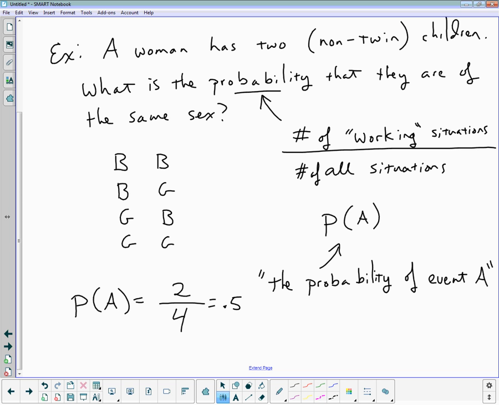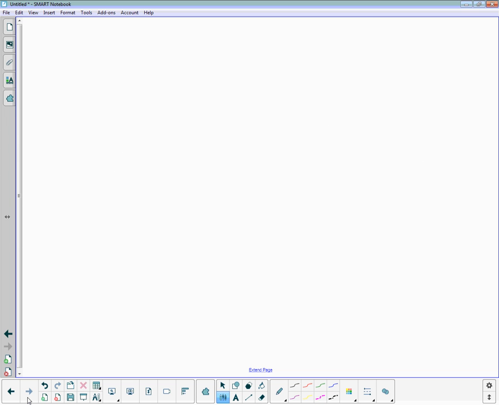All right, so let's do one that's a little bit more interesting. What is the probability of rolling a regular 6-sided die and getting a prime number?